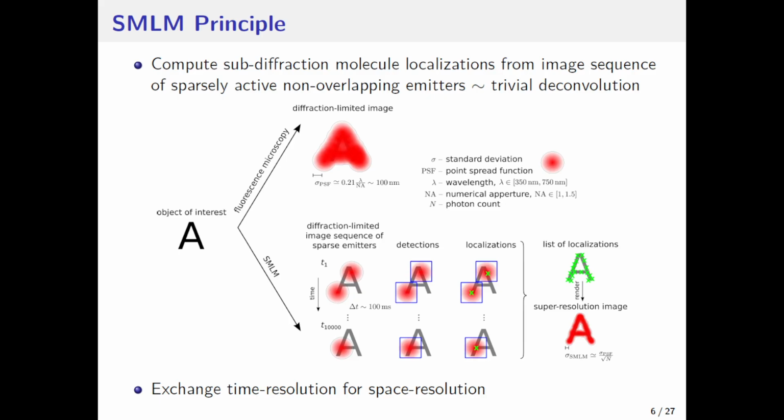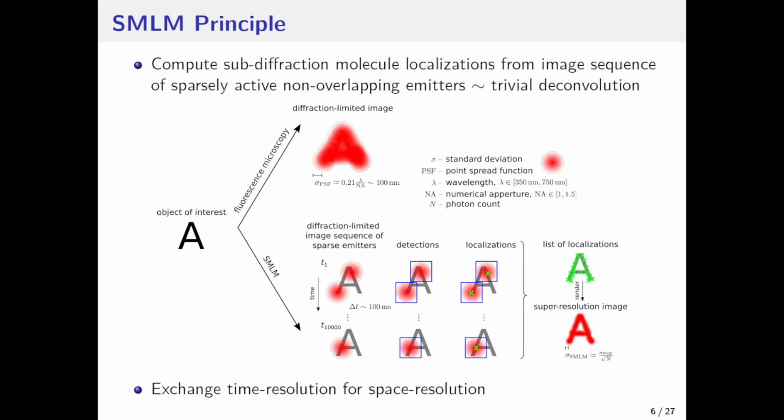In SMLM, the principle of getting better resolution is based on the fact that we compute the position of molecules with a precision much better than the width of the point spread function, on condition that they are emitting in a sparse, non-overlapping way. Here is an example. We have our object of interest. If all the fluorophores attached to the object shine at the same time, we obtain an image that is a convolution of the point spread function with the object, which is blurred by the point spread function.